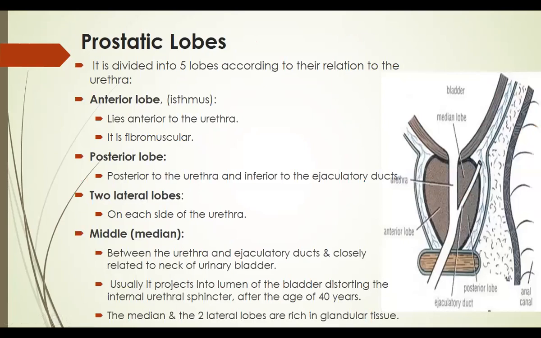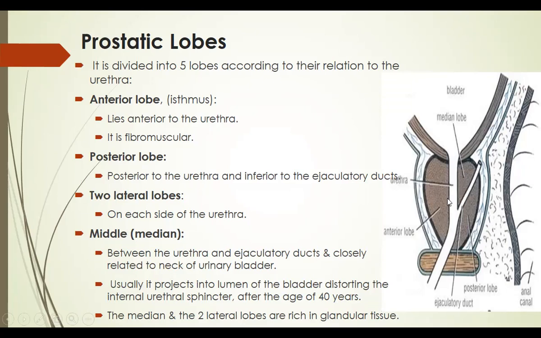Now coming to the lobes of the prostate, very important. The prostate is divided into 5 lobes. This is very important clinically because not all lobes are involved in carcinoma or benign hypertrophy, but there are particular lobes which are involved. So you should know what lobes are present around the prostate. The prostate is divided into 5 lobes according to the relation to the urethra.